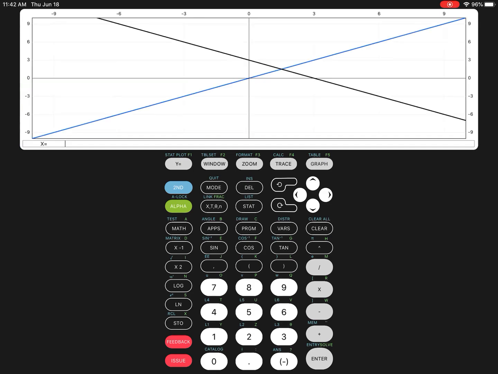And I'm going to graph. Now, the blue line was my parent function. The black line is my transform function. So now my graph still shifted up. My y-intercept is now at 3, but my slope is now negative.